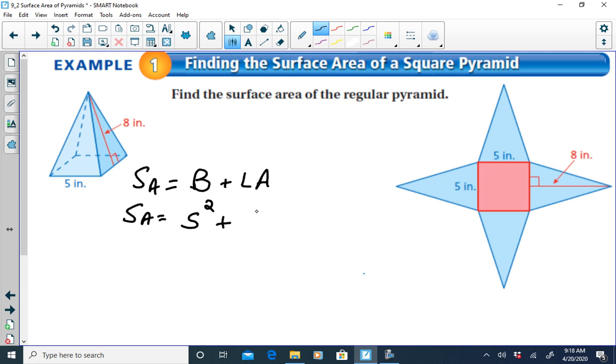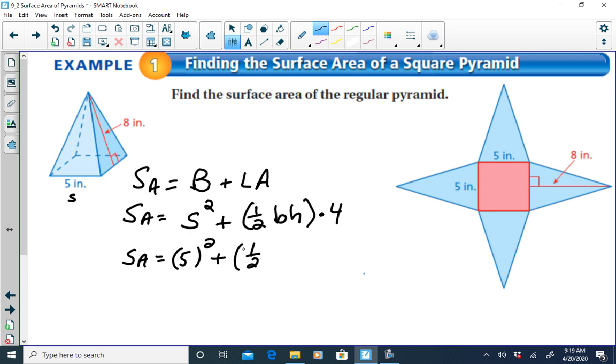So the area of a triangle is 1/2 base times height. But we have to take that 1/2 base times height and multiply that by 4, because there are four triangles. So that's the formula that we're going to use to find the surface area of any square pyramid. So what's that going to look like? Surface area is going to be equal to 5 squared, because here's our S, our side is equivalent to 5, plus 1/2.